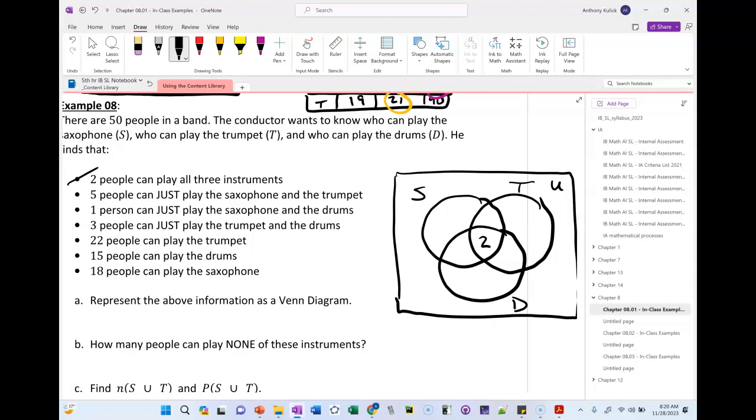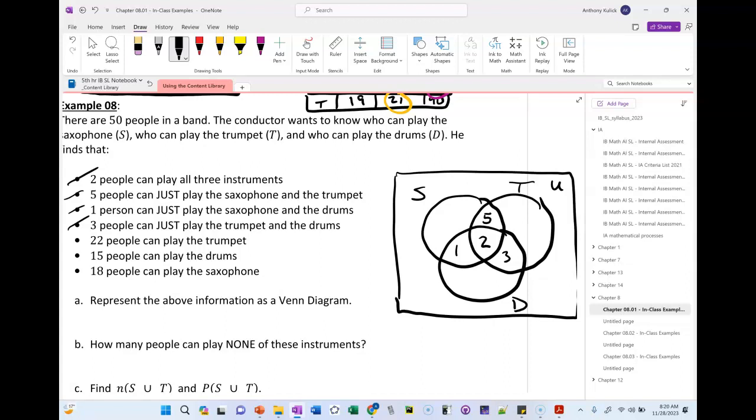5 people can play just the saxophone and the trumpet. So that 5 goes here. Notice that it's just the saxophone and the trumpet, so they can't play drums also, so it doesn't count the 2. So we did that one. One person can play the saxophone and the drums, or just the saxophone and drums. 3 people can play just the trumpet and the drums.